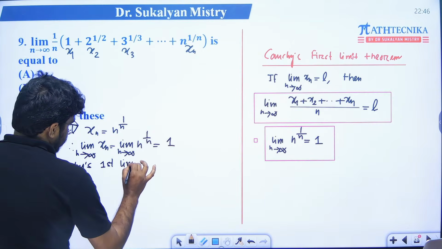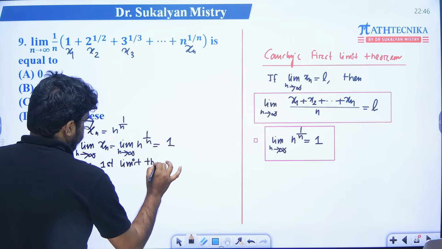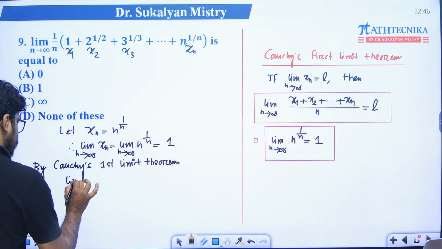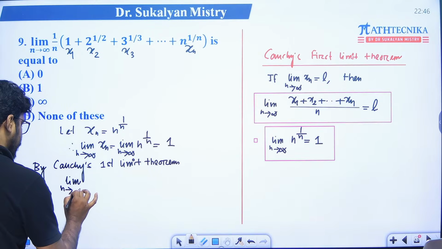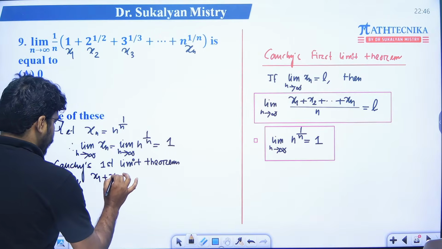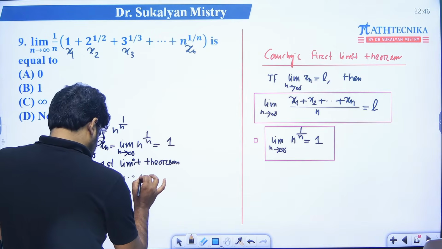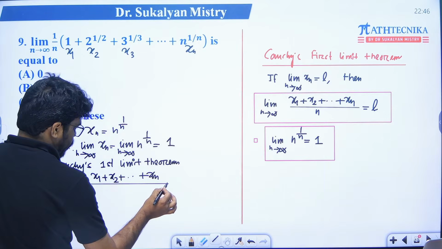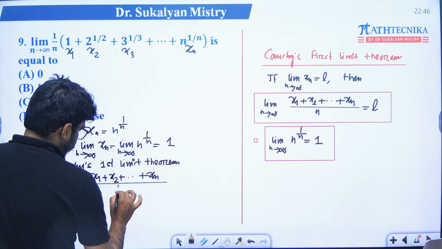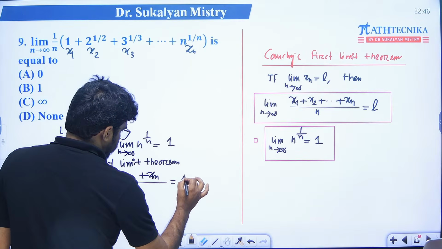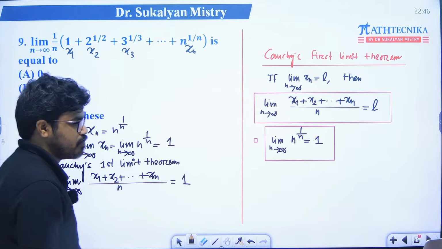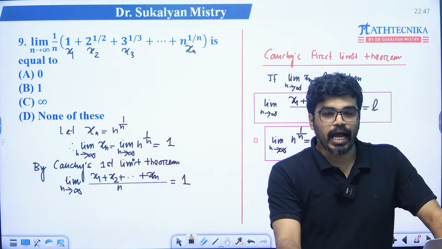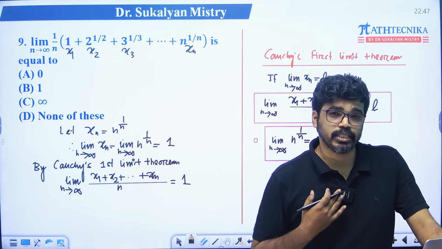what can we write? By Cauchy's first limit theorem, we can write limit n tending to infinity of (x1 plus x2 plus ... plus xn) divided by n also converges to 1. So this is Cauchy's first limit theorem: if a sequence xn converges to L, then its arithmetic mean also converges to the same limit.